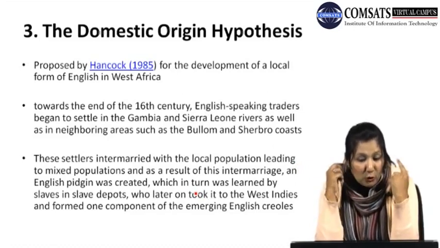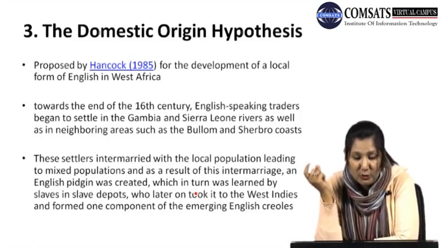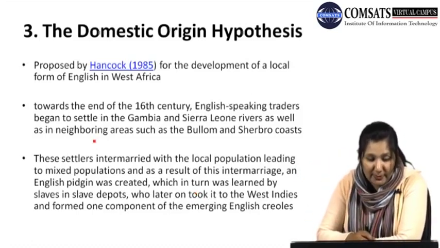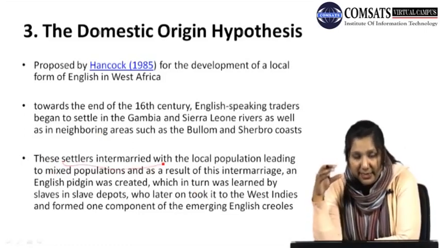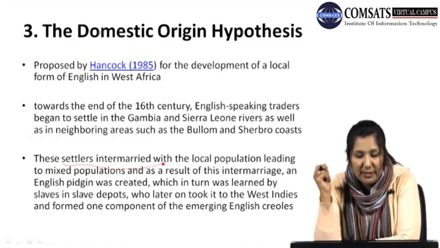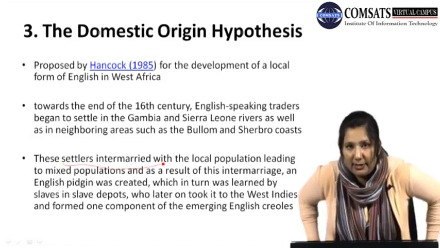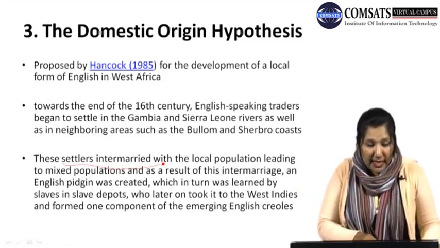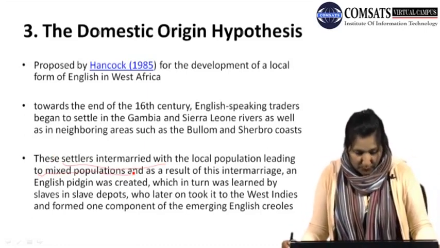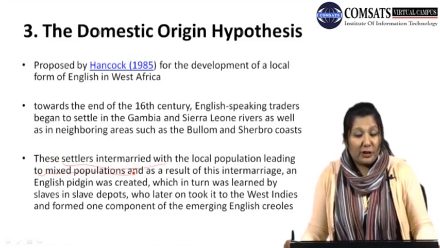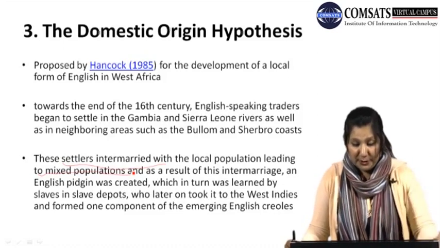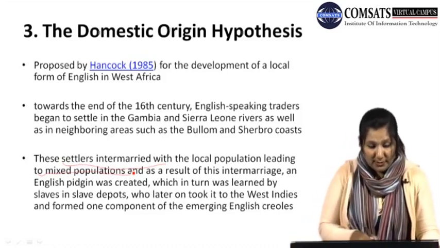These settlers intermarried with the local population, leading to a mixed population, and as a result of this intermarriage, an English pidgin was created. See how English pidgin is created? Some settlers started settling in a specific area, and then some interaction started between them, and they intermarried with the local population that was already living there. The result of these intermarriages was a mixed population coming from different regions. As a result, a mixed language came on, known as English pidgin, which in turn was learned by the slaves in slave depots.